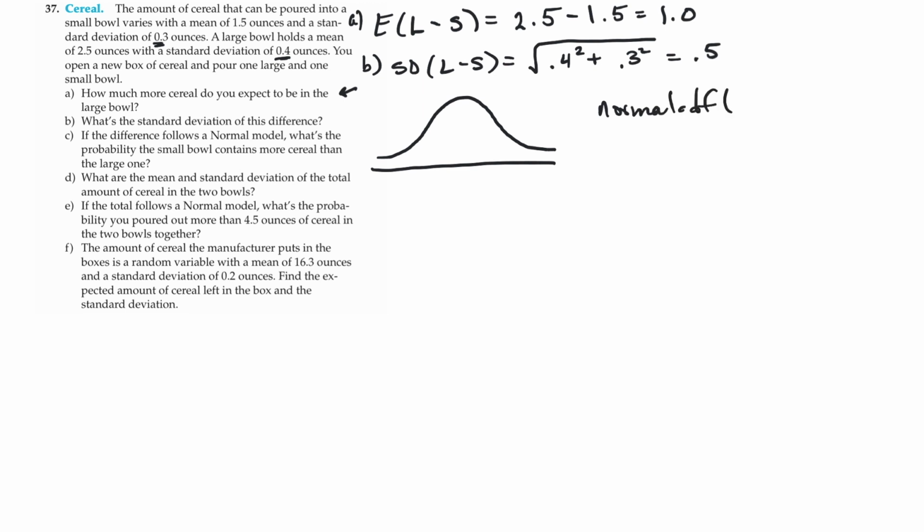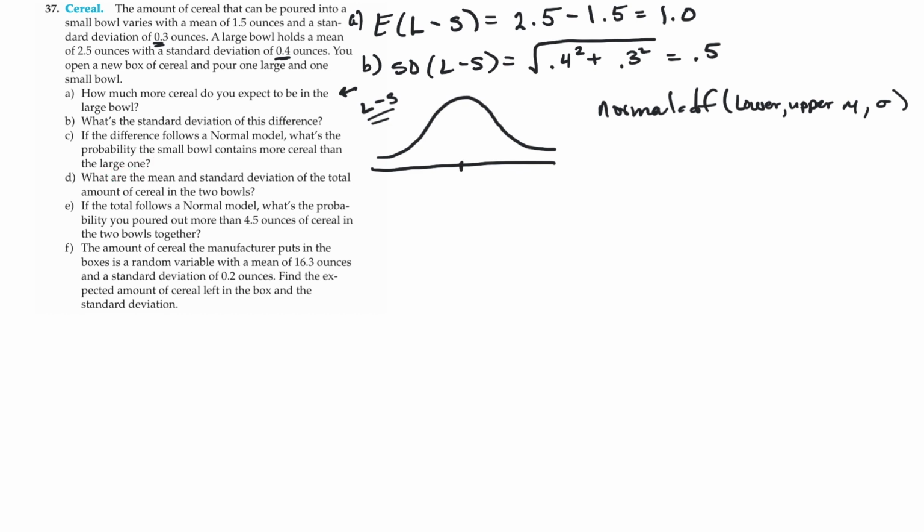Normalcdf really means a lower value, an upper value, a mean, and a standard deviation. Let's change that to mu and sigma, right? If I have these four values, I can do that. And well, guess what? I'm still investigating the L minus S distribution, right? We want to know what is the probability that the small bowl contains more cereal than the large one. So I'm still finding the differences in the two bowls.